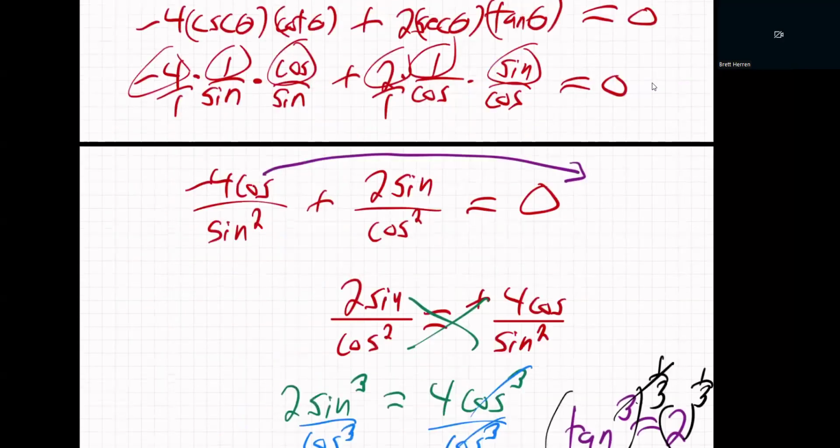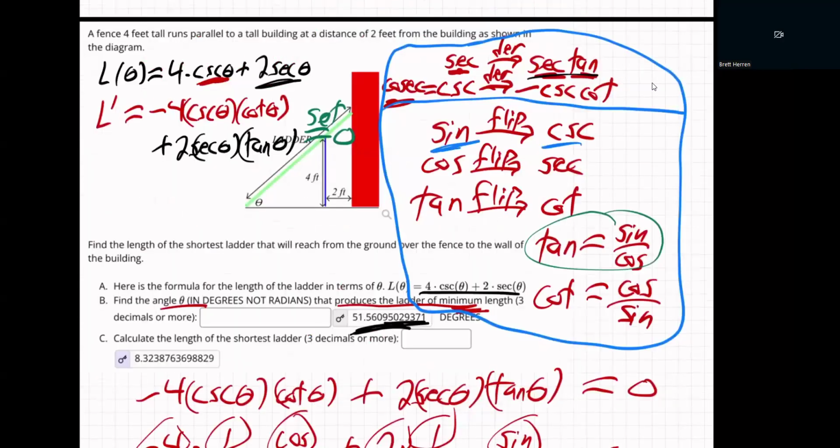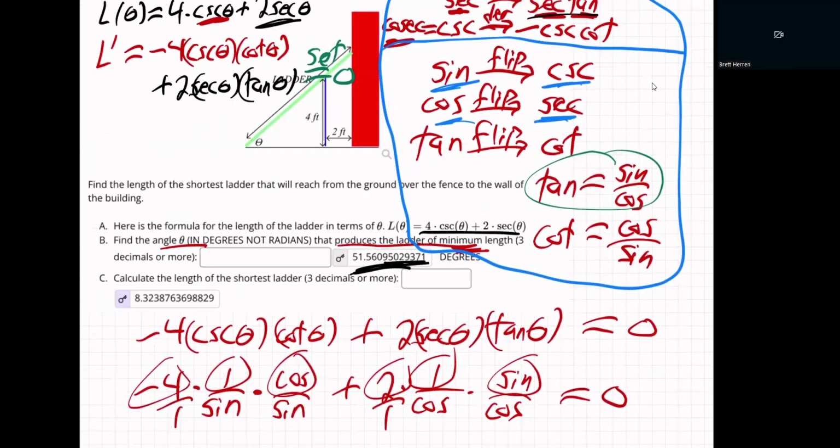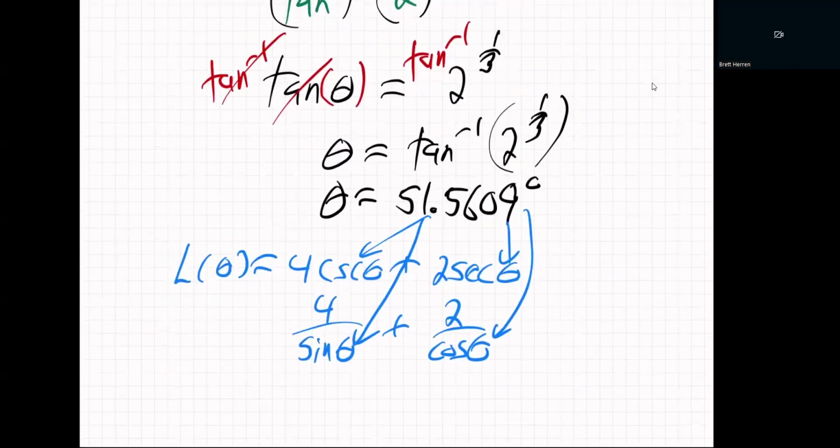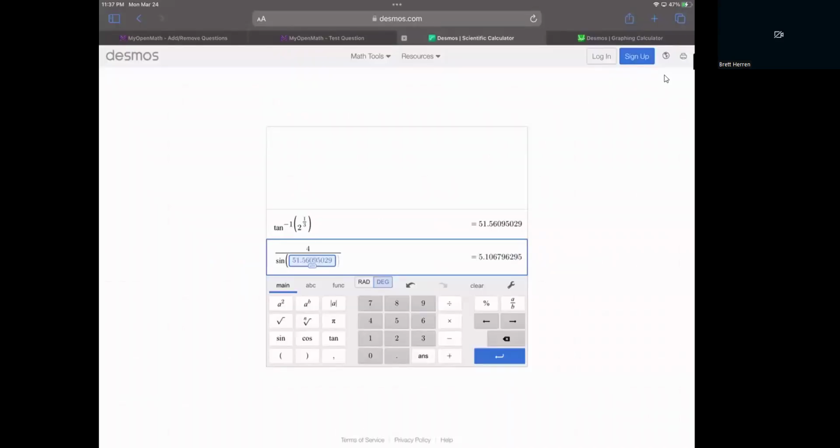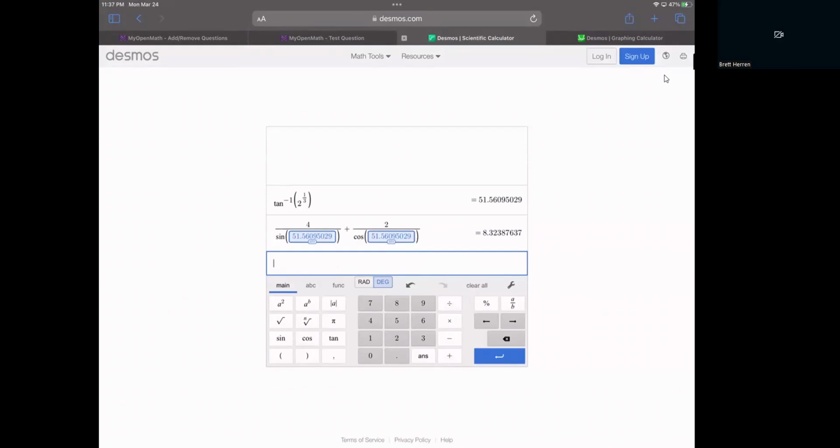Remember that? That's why I gave you this trig review. Sine and cosecant are flips, cosine and secant are flips, right? So there it is. It's going to be 4 over sine theta plus 2 over cosine theta. I just use the answer button because we just had the angle as the answer on the previous step. There's 4 over sine theta plus 2 over cosine theta.